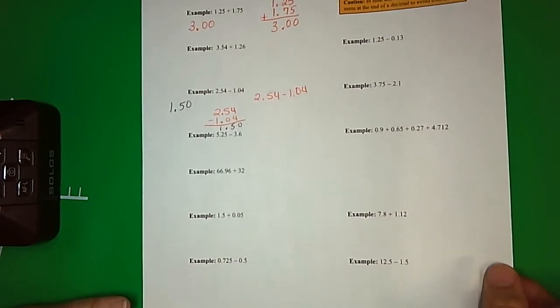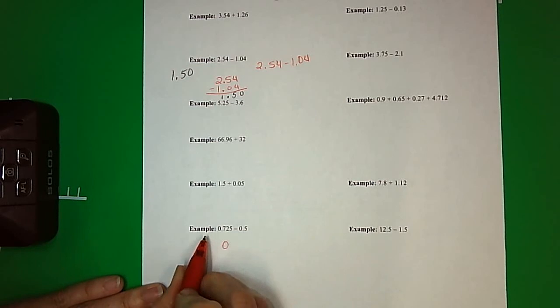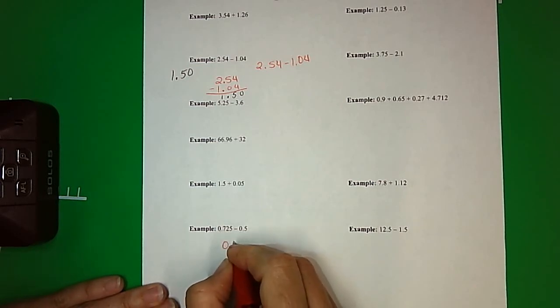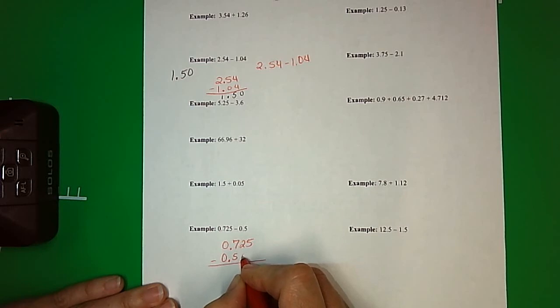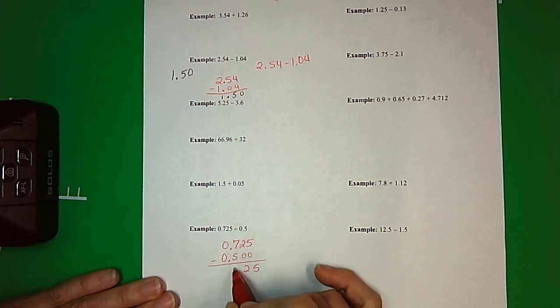So let's do one more, and then I'm going to leave those to you. So we got to read it like it's written, okay? The first one goes first. 0.725, and I'm going to subtract, and again, we got to line up our decimal. And if you need to, put zeros behind there, if that's what you need. So you got 5 minus 0, 2 minus 0, 7 minus 5, bring down the decimal.